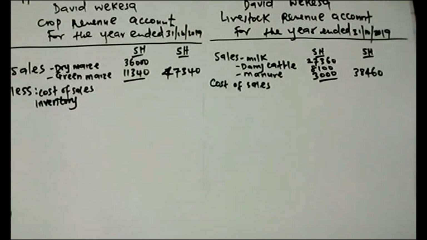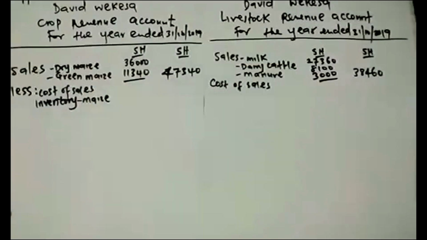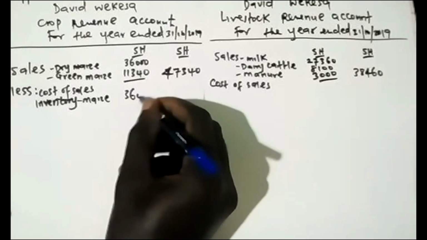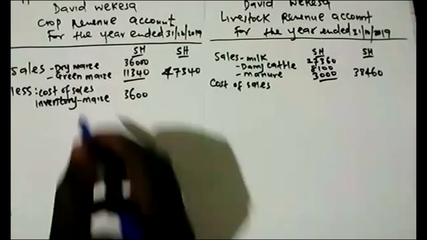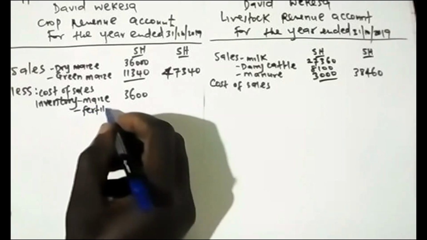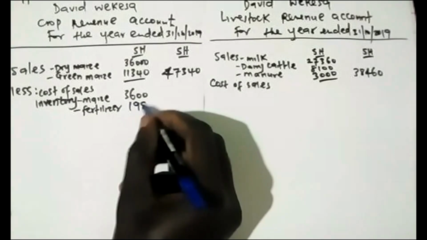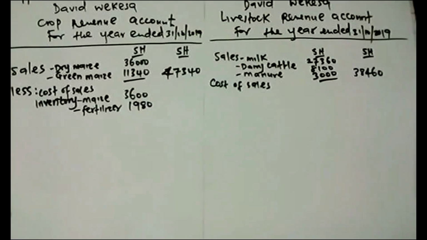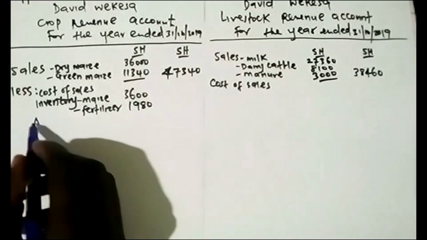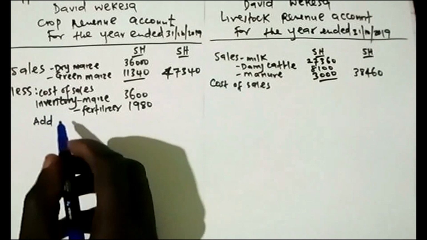So for inventory, I have maize. Maize is 3,600. Then for the fertilizer, the fertilizer is 1980. That is fine. So then we can add purchases. So we can finish with the crop before we go to the livestock.